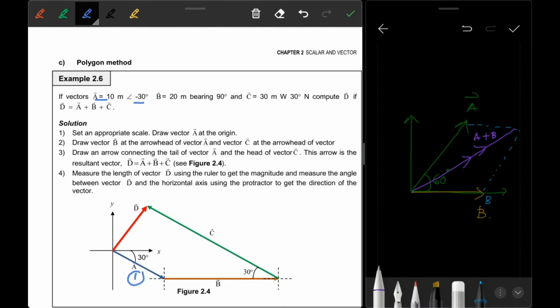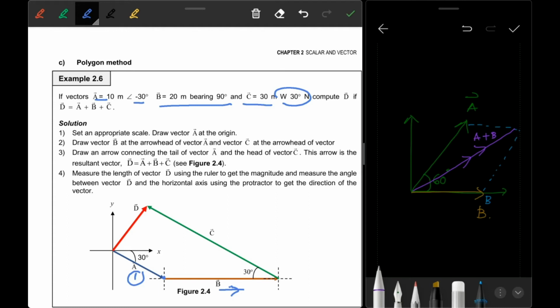At the tip of arrow number 1 of vector A, draw a small x and y axis, and then draw vector B. Vector B is 20 meter to the east. This is vector B. And then at the tip of arrow B, you draw another vector, vector C. Vector C's direction is stated in terms of poles, so be careful here. The way you write it is 30 degrees north of west.